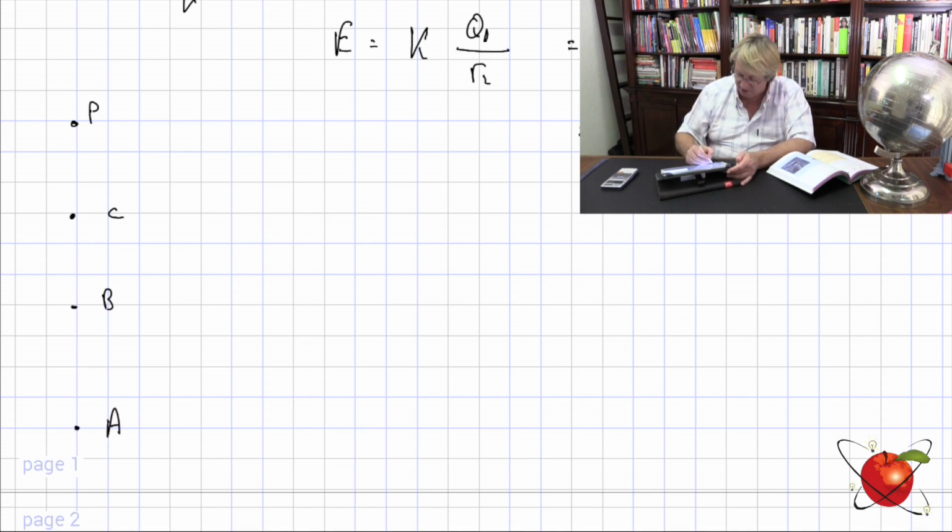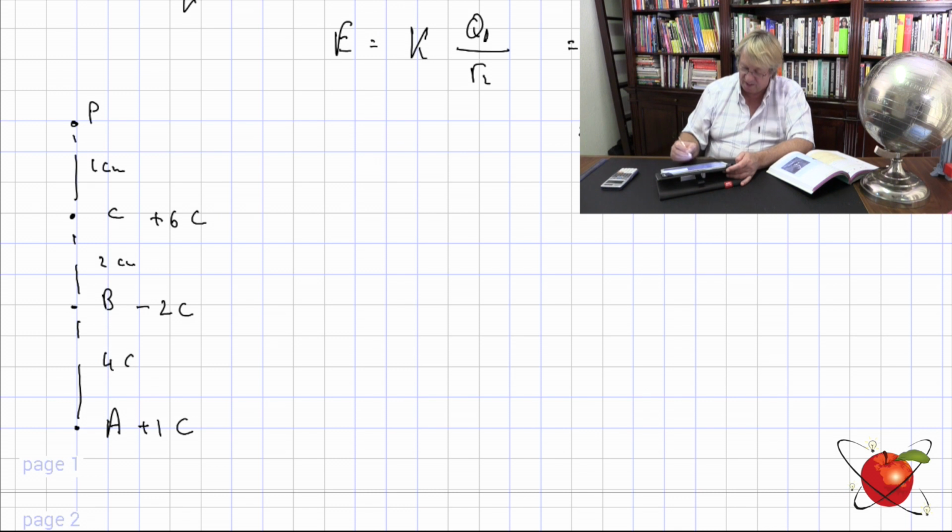And we said that this is plus 1 coulomb. This over here is minus 2 coulombs. This over here is plus 6 coulombs. And let me put in some dimensions: 1 centimeter, over here is 2 centimeters, and over here is 4 centimeters, right?